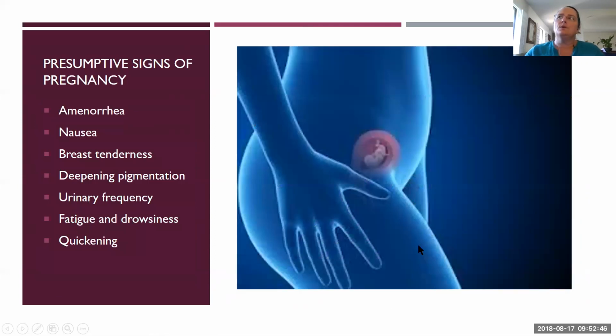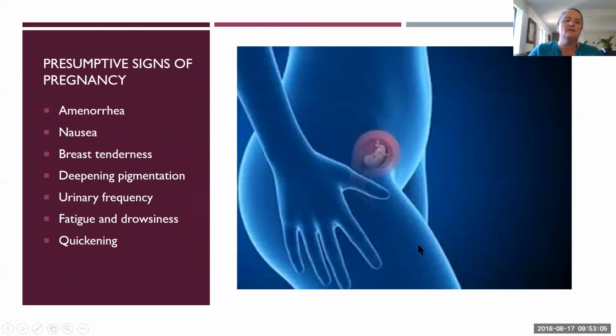So this is where we're going to get into NCLEX world just a little bit. Some presumptive signs of pregnancy, you'll need to know that term, is amenorrhea. So the absence of having a period is what that means. And that is a presumptive sign. It doesn't mean it's a for sure sign, because other things can cause you to stop having periods.